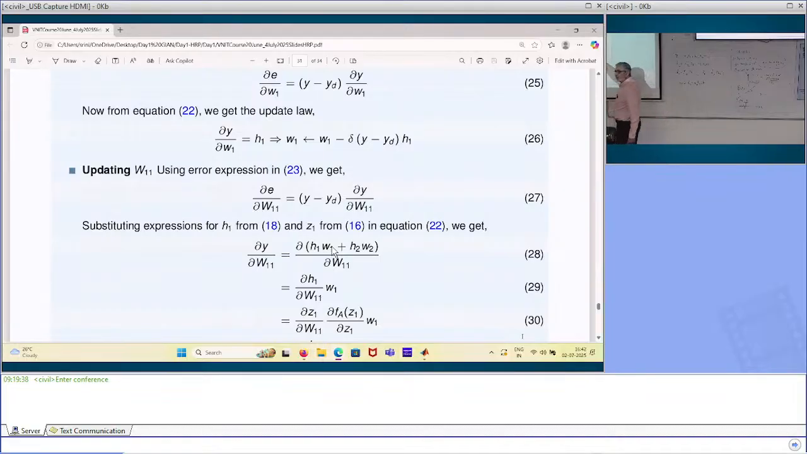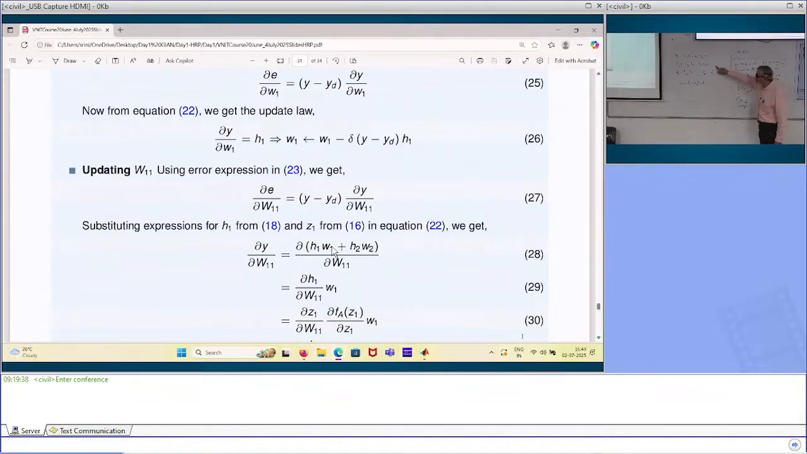Now I do 27. 27 is not an issue because y minus yd, they are constant numbers. There is no derivative there. There is no change there. Only change is in y with respect to W11. Okay. So now ये simply मैंने लिखा है y is h1 w1 plus h2 w2. So now in our case h2 does not have w11, right? Correct? There is no w11 in h2.